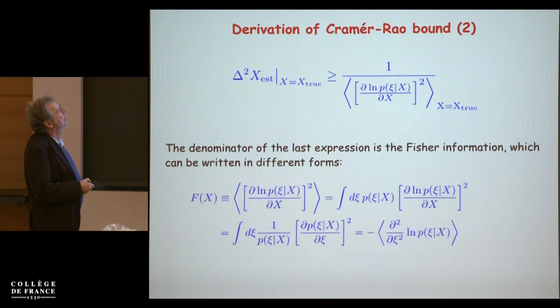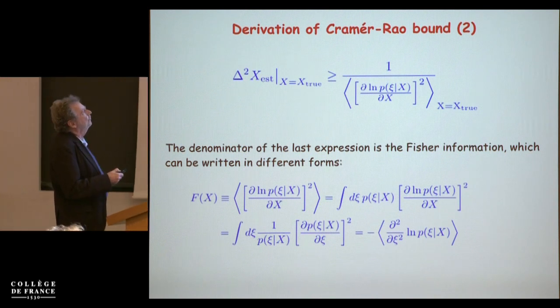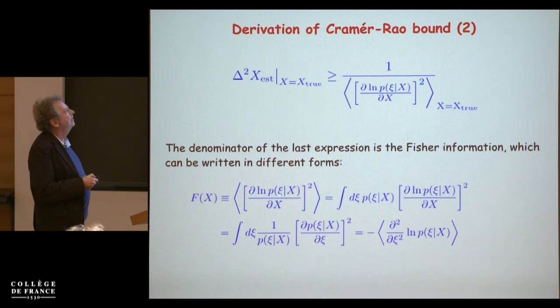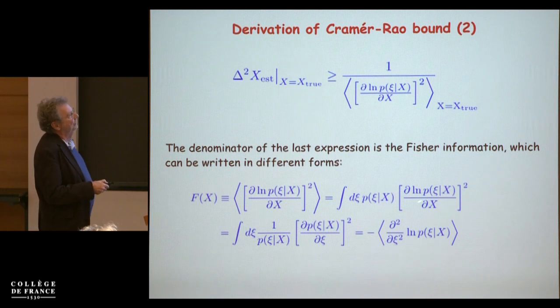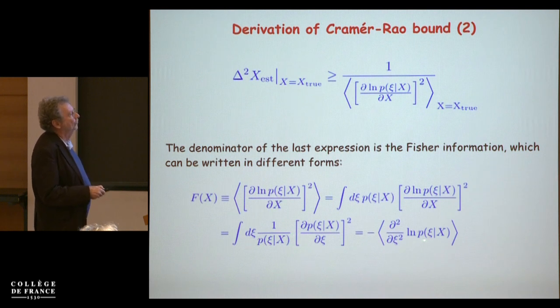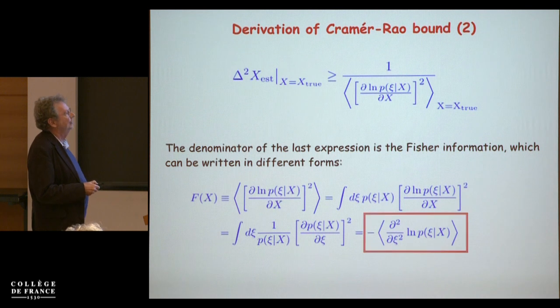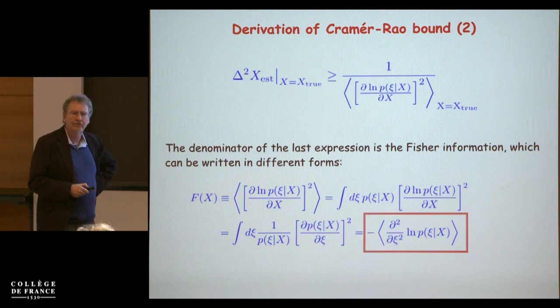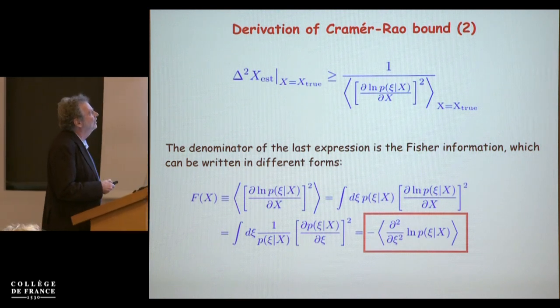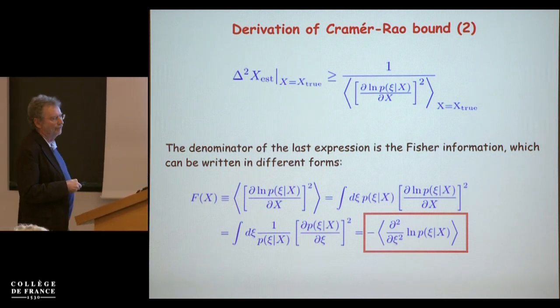I repeat it here. And the denominator in this expression is just the Fisher information, which can be written in different forms. Okay? So this is just equal to that. It's just the average of the square of this function here. Now, if I differentiate the logarithm, this gives me that. And it's easy to show that this can also be written like that. And I would like to stress this expression here because it's the easiest to work with. Okay? In fact, it will be useful for us in the following. So that's the famous Kramer-Rao relation, and that's the famous Fisher information.